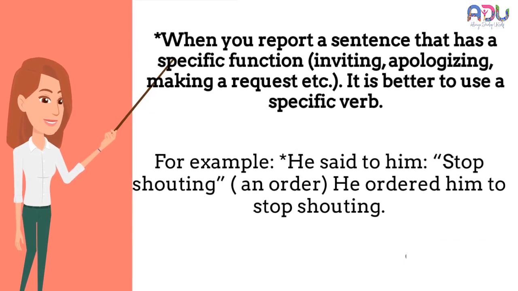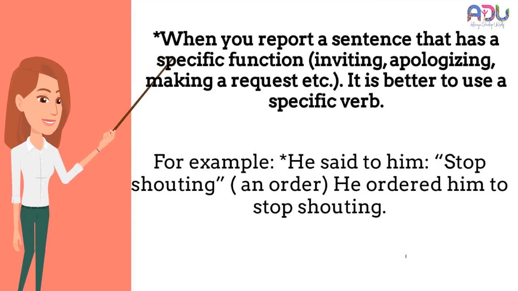When you report a sentence that has a specific function, such as inviting, apologizing, making a request, etc., it's better to use a specific verb. For example, he said to him, "Stop shouting." This is an order. So when you report it, you say, he ordered him to stop shouting. And here you use the verb ordered.